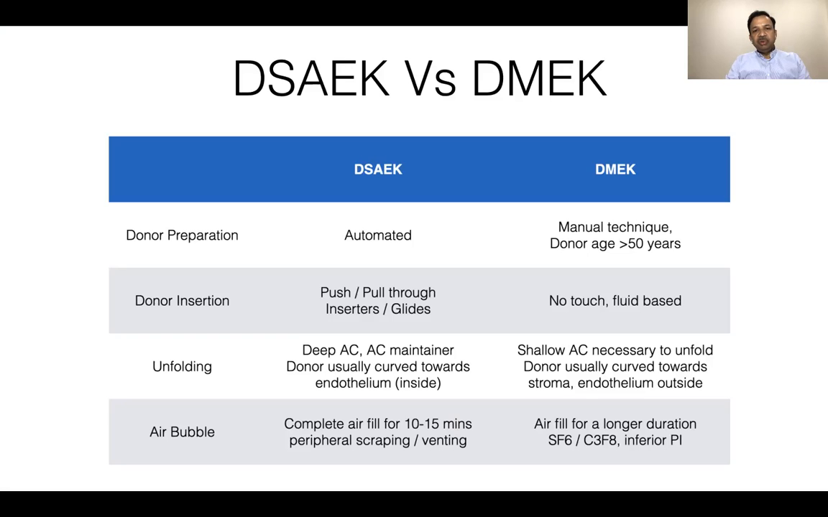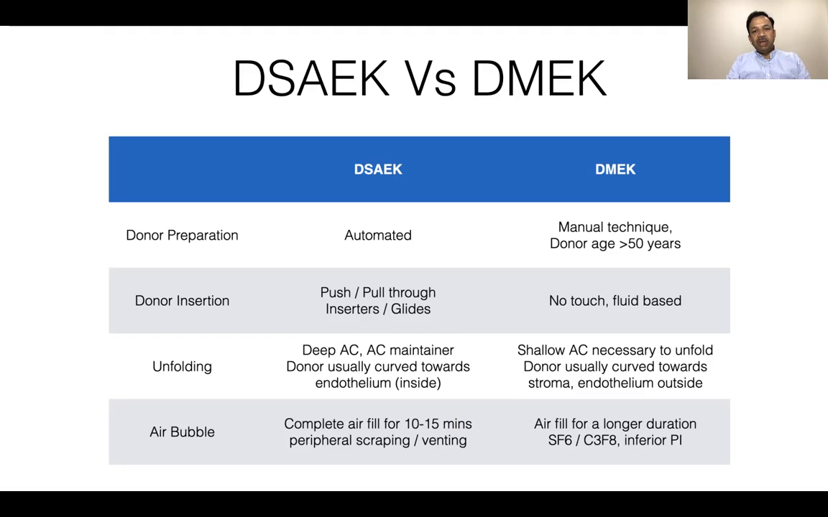The basic differences between DSEK and DMEK: the donor preparation in DSEK tends to be automated, whereas in DMEK it's a manual technique. We tend to use donors above the age of 50 years, because below that, harvesting the donor is a little difficult, and because the donor DM tends to scroll a little more, unfolding can be a bit challenging. The insertion in DSEK is either push or pull through. You can use various inserters or glides, whereas in DMEK it's a no-touch, fluid-based technique.